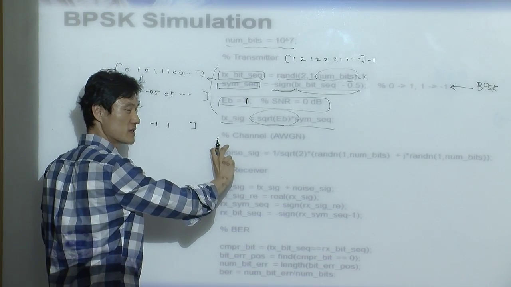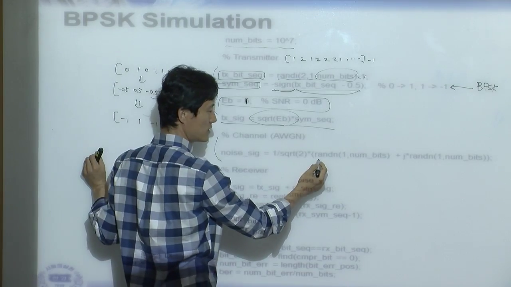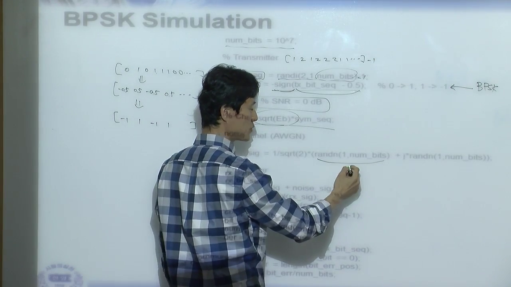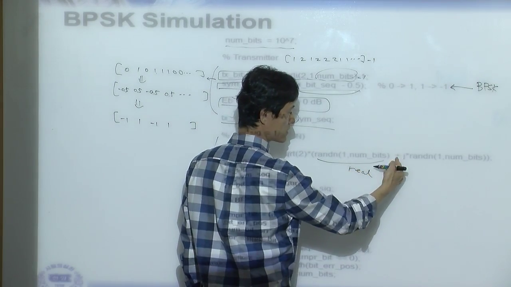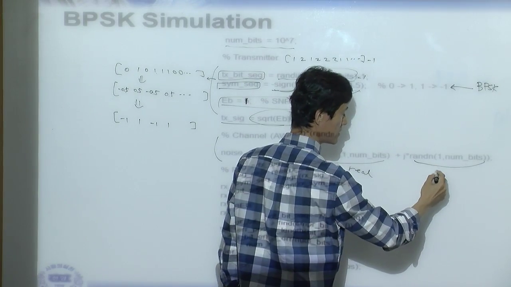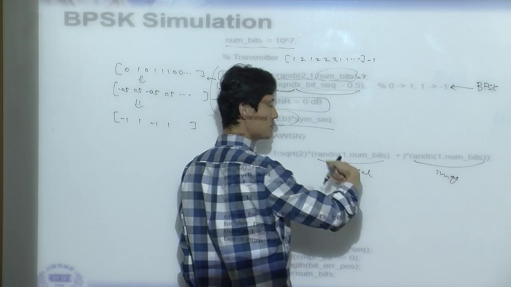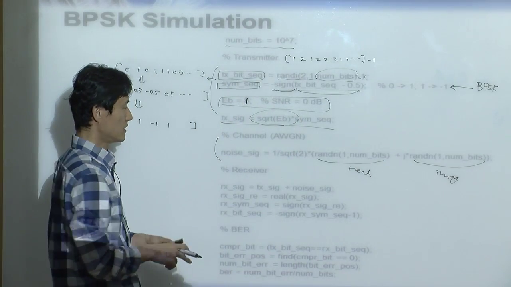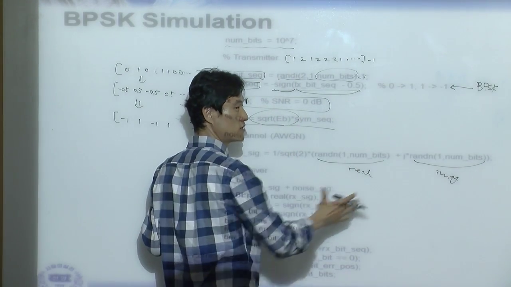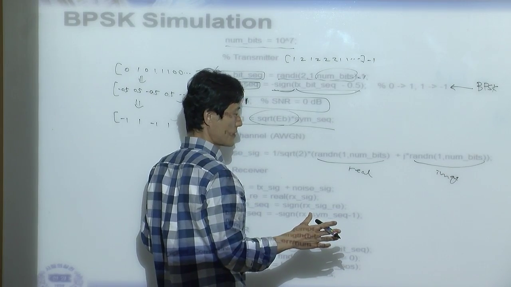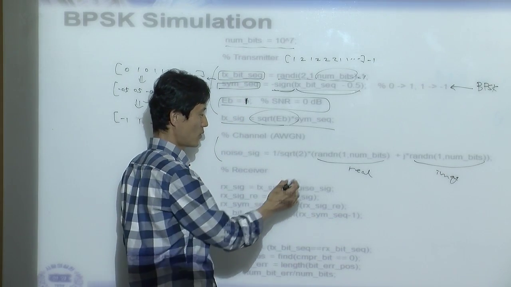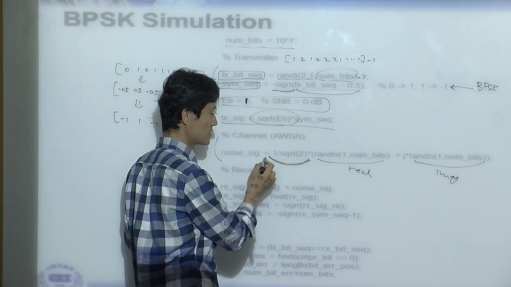Now we have a noise. And noise, as you see here, we have a random, which is the real component, plus j, another random, this is imaginary. And you had a plus j, right? So that means this is going to be a complex value. So this is how you create your noise. Now the question is, what is this one? That's the question.